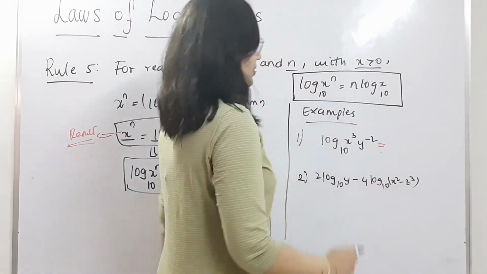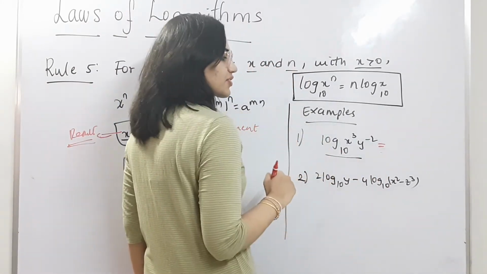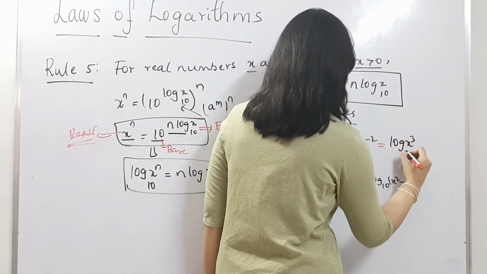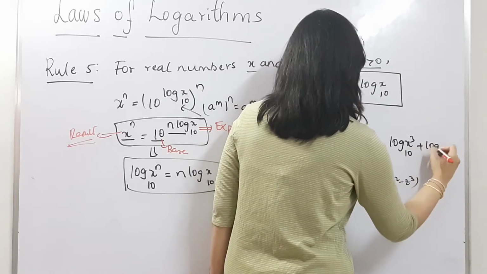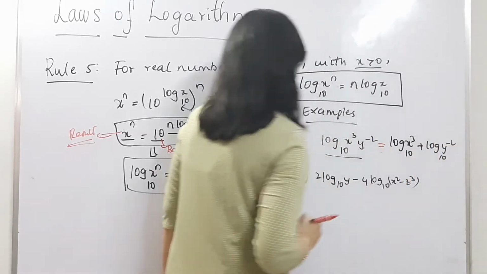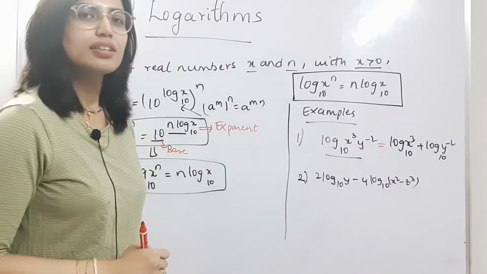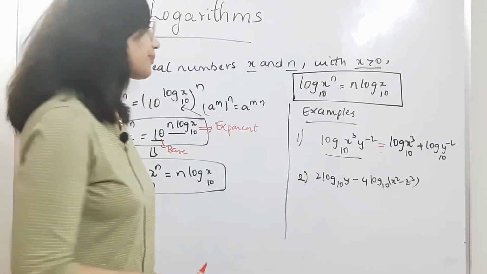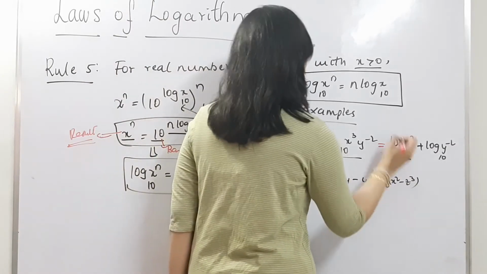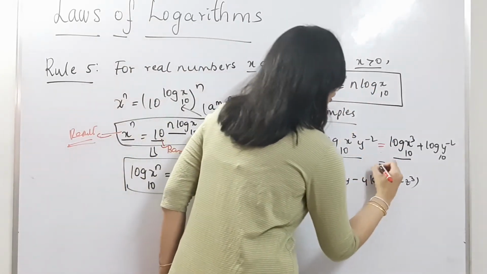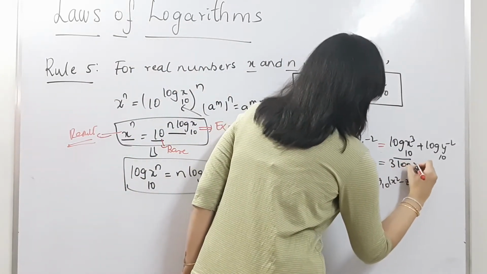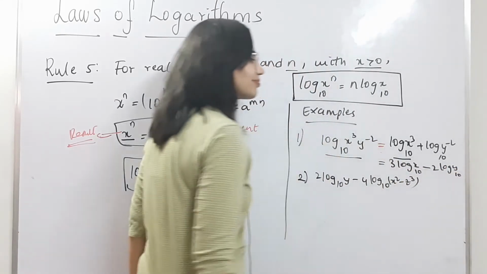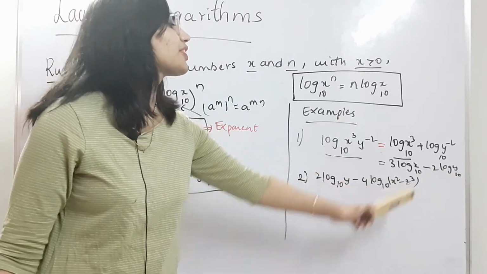So the first problem is this. How do you simplify this? Using rule 3, can we not say that this is the result? Because log xy is equal to log x plus log y to the base 10. Right. Now using rule 5, can we not say this is nothing but this? Right? So this is how you simplify this into this.